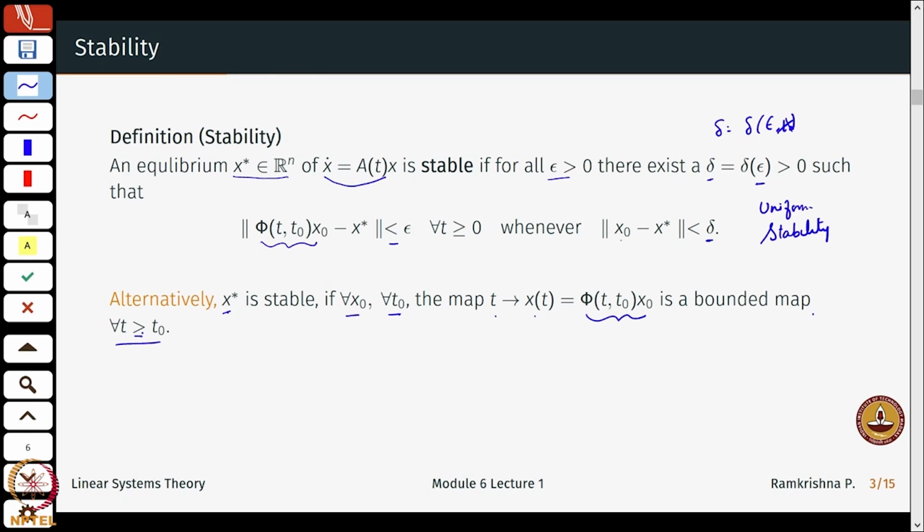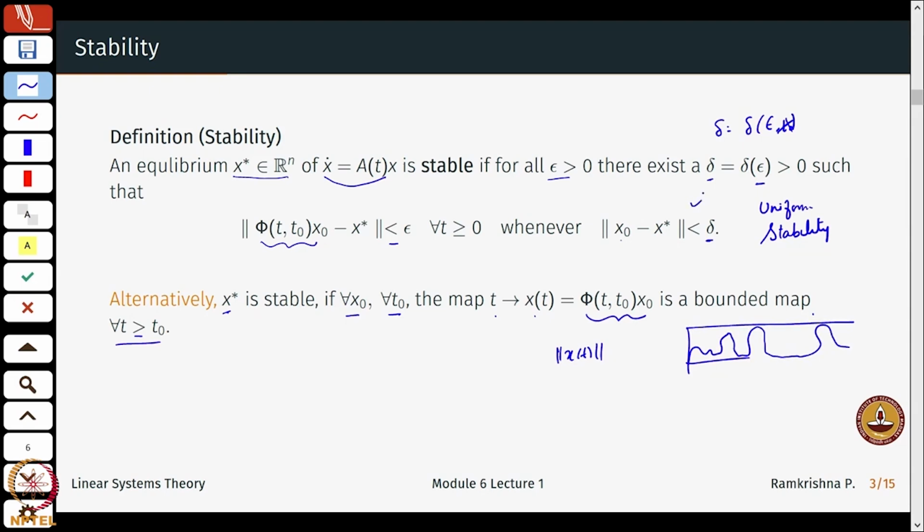Essentially it means that this solution x of t is a bounded map. So, the values of x never go unbounded. If I were to just draw a little picture, well, these could be solutions, whatever and so on, right. So, these are all bounded. Okay. Now, what does this actually mean?